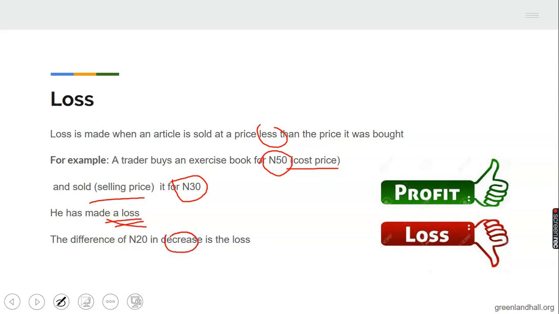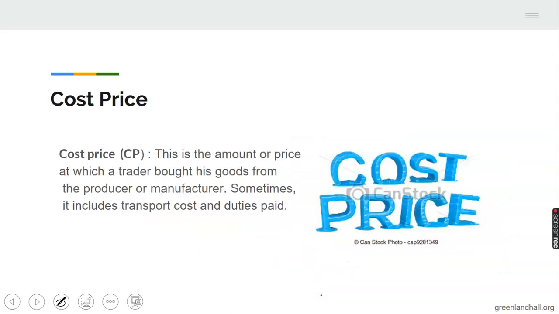So he buys the goods at 50 naira, that is the cost price, and sells it at 30 naira, that is the selling price. The difference between cost price and selling price is the loss. Did you understand that? Okay, we have explained what profit is and what loss is. Now, let's quickly look at what cost price is.